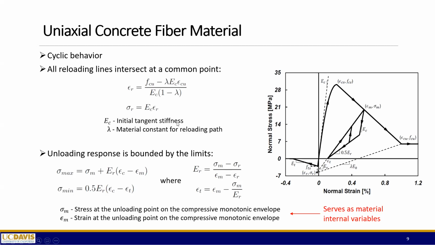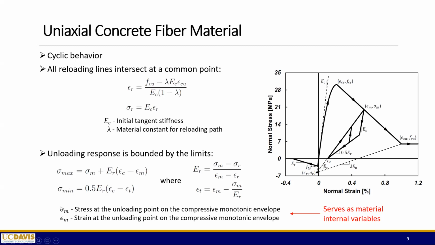Here we also have the initial tangent stiffness and the constant to define the reloading path involved in those expressions. Another important thing in this model is that the unloading response of the material is bounded by two limits, the upper limit sigma max and the lower limit sigma min. Those are the expressions. As you can see, this material model is complicated and divided into different regions and paths, so it involved quite a bit of work to develop the energy calculation for this material.